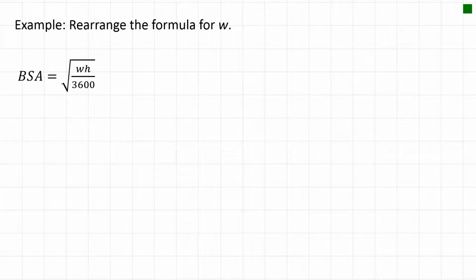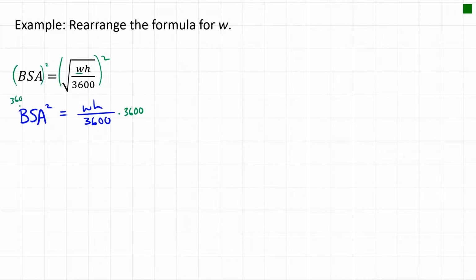And in this example, we're going to rearrange the formula for W. So similar to the previous example, what we have to do when we have that radical is square each side to free the variable that we're interested in, to get it out from underneath that radical. So now I have BSA squared is equal to WH over 3600. And now I will multiply each side by 3600.